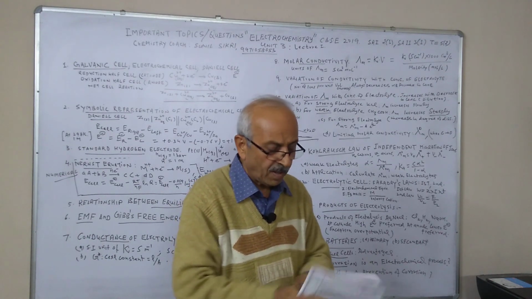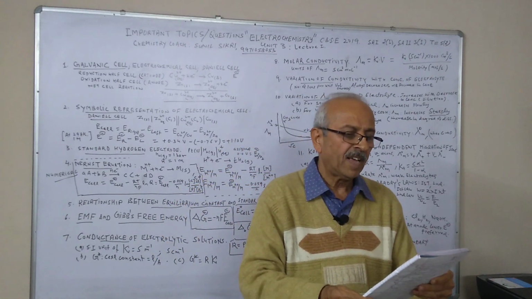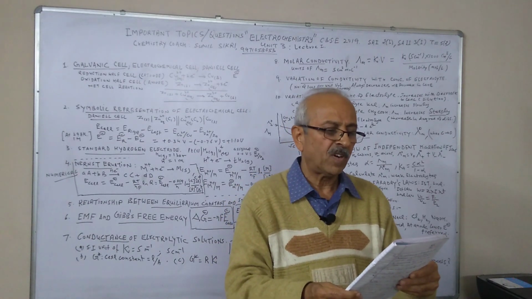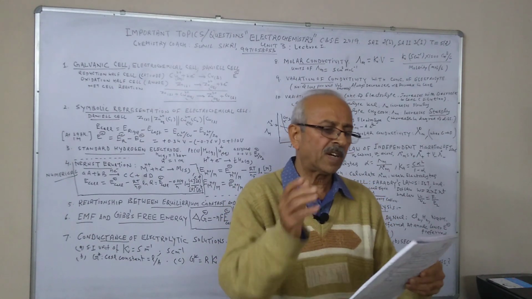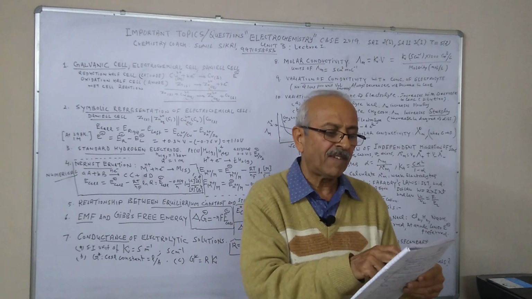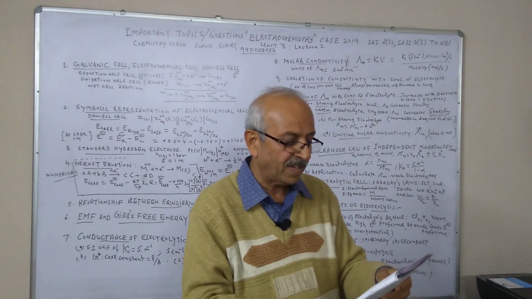Calculate the EMF at 25 degrees centigrade. You are given the symbolic representation of the cell: silver solid to silver aqueous 10 to the minus 3 molar, salt bridge, copper 2 plus 10 to the minus 1 molar to copper. E0 cell standard value is given. Apply the Nernst equation and solve. The Nernst equation, again I am saying, is important. One numerical is coming on the Nernst equation.